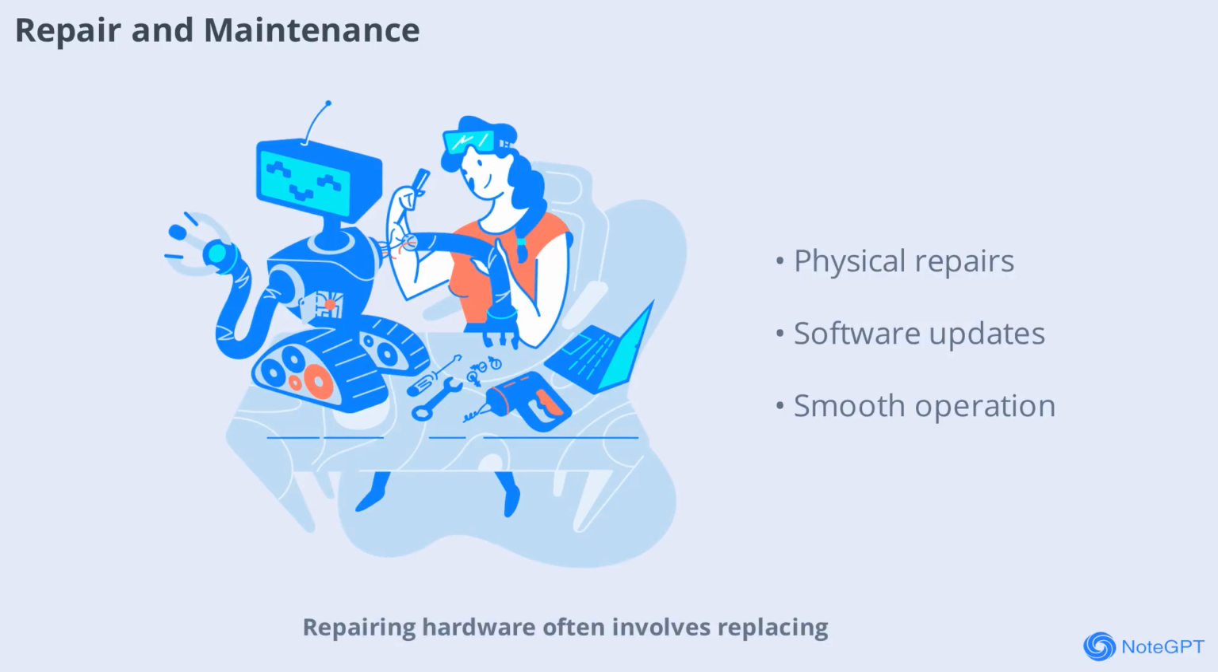Repairing hardware often involves replacing faulty parts or professional servicing. Maintenance tasks include cleaning, checking connections, and ensuring proper cooling. Software maintenance, on the other hand, involves installing updates, running antivirus scans, and backing up data. Both are important for keeping your system running smoothly.